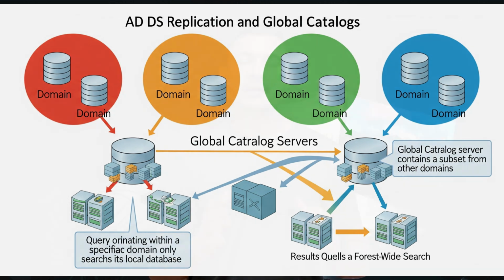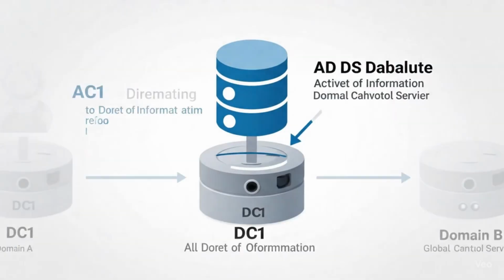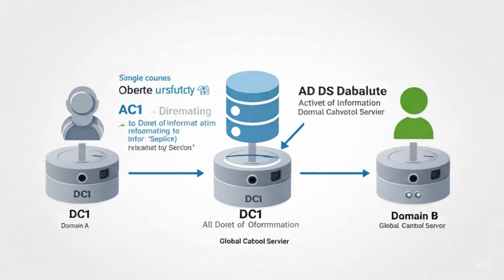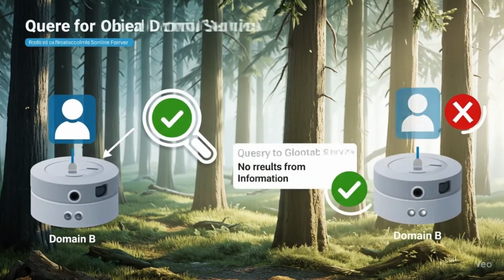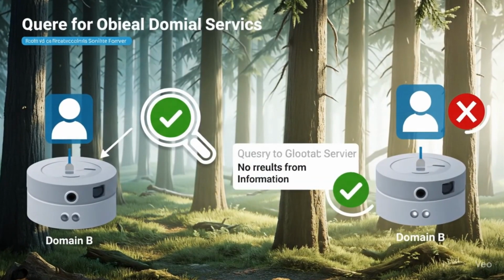Within a domain, a query for an object is directed to one of the domain controllers in that domain. However, that query doesn't return results about objects in other domains within the forest. For a query to include results from other forest domains, you must query a domain controller that is also a Global Catalog server.